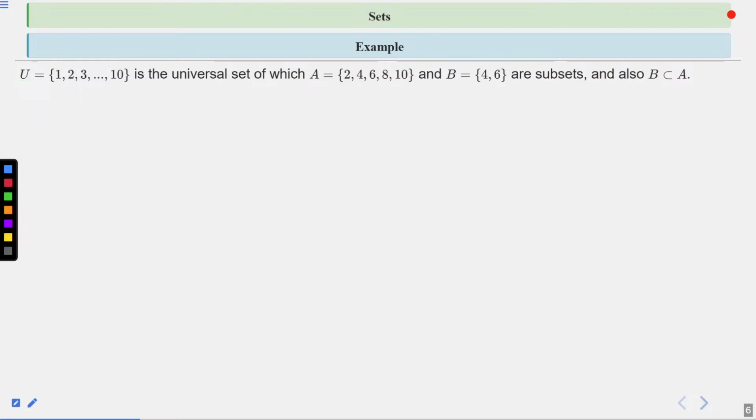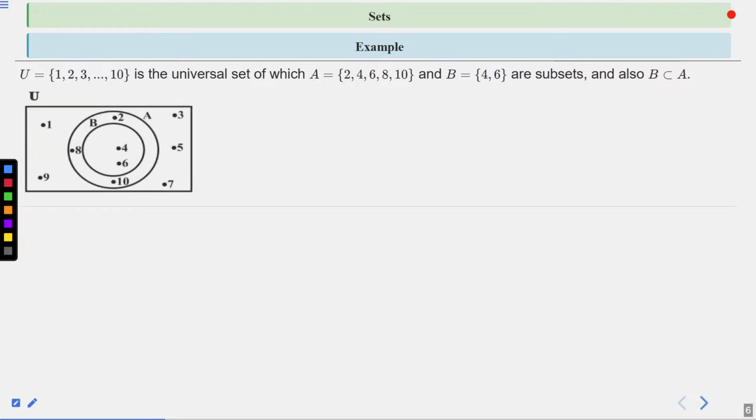Now another example. So the same universal set with 10 elements, A, the same set A with elements 2, 4, 6, 8, 10, and set B with 2 elements 4 and 6. If you observe, B is your subset for A as well as for U. A is your subset for U only. Clear? Now this information can be represented by using Venn diagrams. How? Very simple.